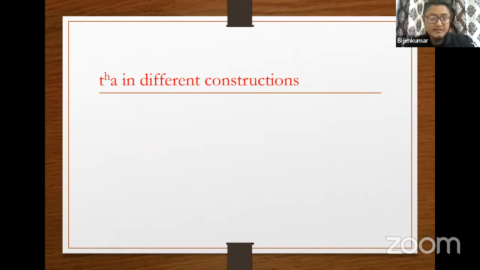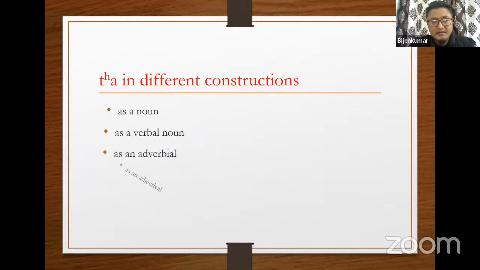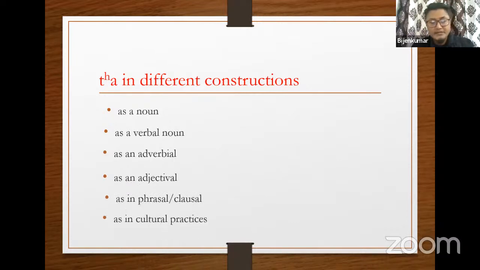We are going to discuss tha as a noun at the beginning. After that, we will try to put it in a verbal noun form, in an adverbial construction, then in an adjectival construction. Then again, we will try to put it in phrasal or clausal constructions. Then cultural practices, I think there's a typing mistake, sorry for that. In phrasal and clausal, it will be oblique idioms as well.